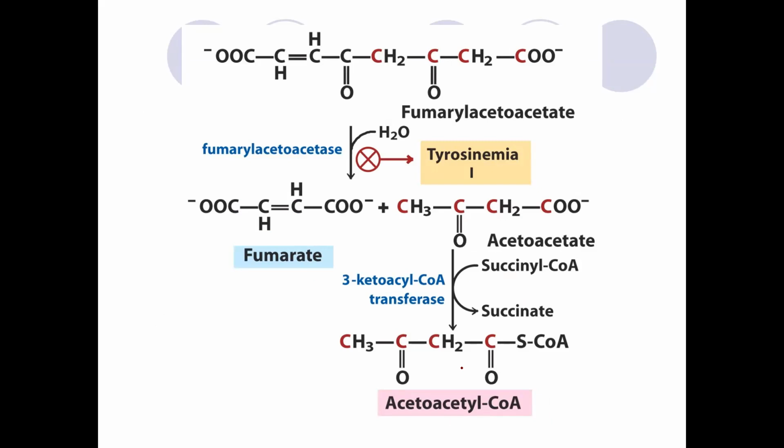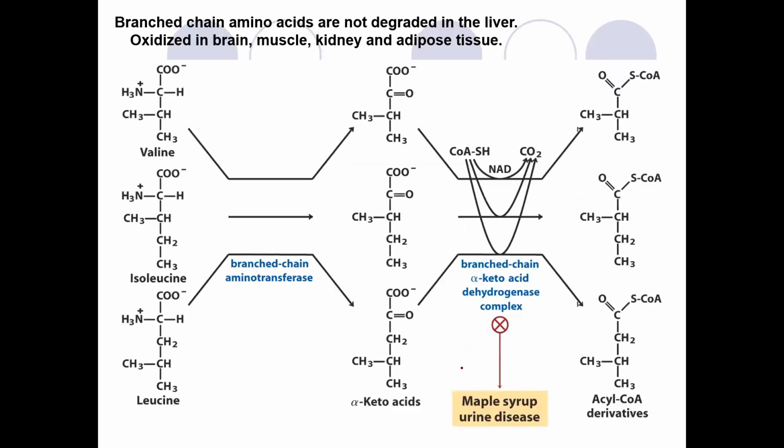Alternatively, an inability to degrade tyrosine so that it cross-links and forms melanin is due to a deficiency in an enzyme called tyrosinase. And that leads to albinism. Tyrosinase is a copper-containing enzyme, and that leads to albinism. And it looks to me like we're out of time. So we'll get to the branched chain amino acids next.